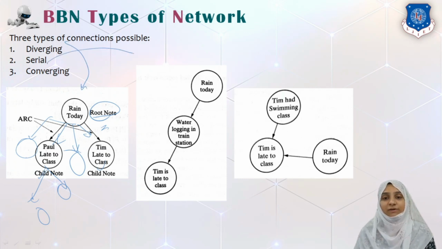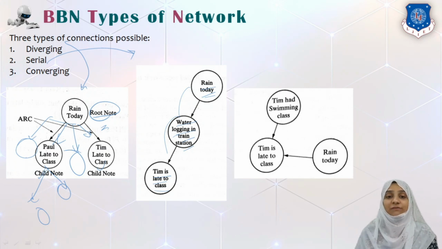Another type of network is called a serial network, in which we have serial dependency. That means the root node says that it is going to rain today, and because of this rain, water might get logged in the train station, and because of this event Tim might get late to class. This is a serial dependency, and that is an example of a BBN network.